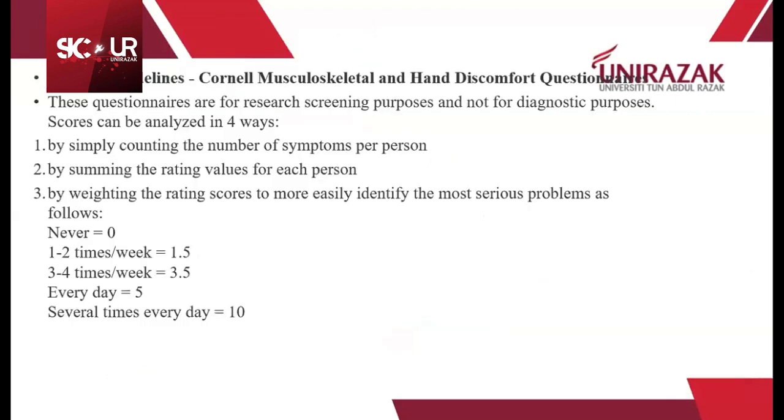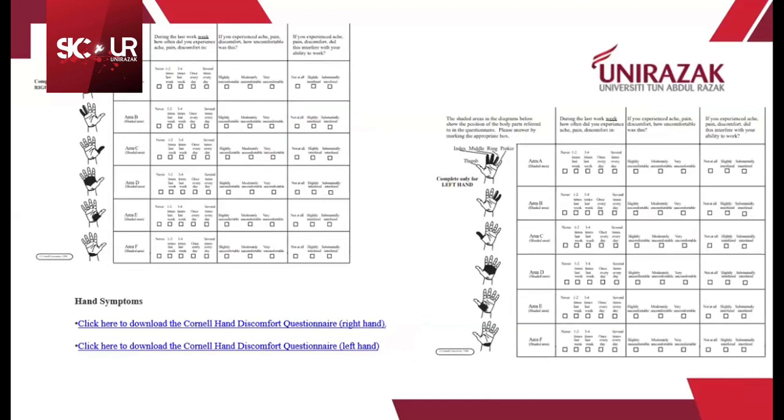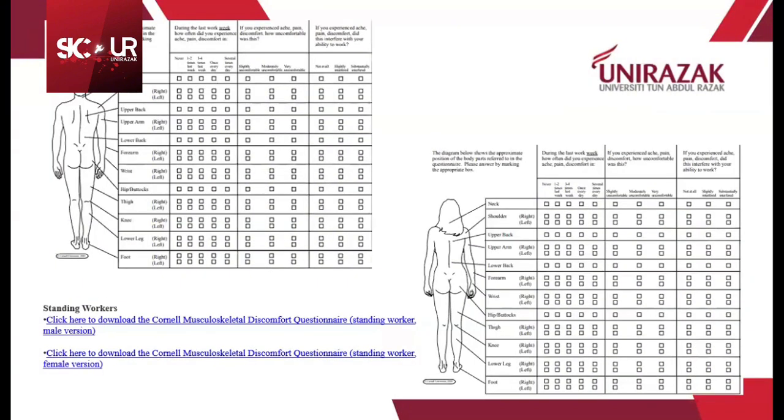Alright. So ada berbagai kaedah untuk pengiraan CMDQ. So by simply counting the number of symptom per person. Yang kedua, by summing of the rating value for the each person. So kalau kita tengok detail kat sini, during the last work week, how often did you experience each pain discomfort? Dia tak start dengan terus-terus pain. Dia mungkin discomfort. So never, 1 to 2 times, 3 to 4 times last week, once every day, several times every day.